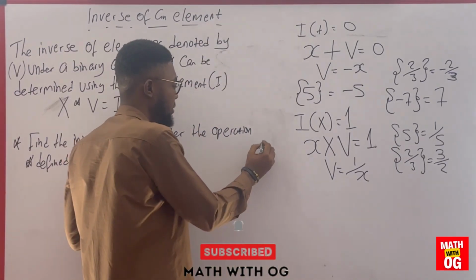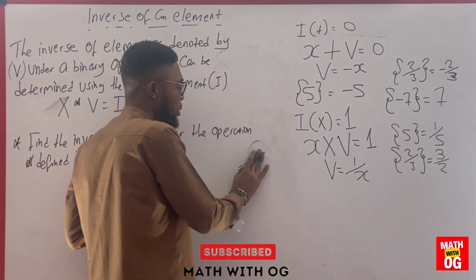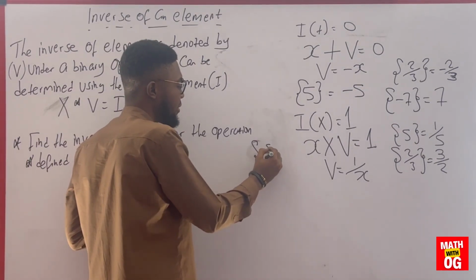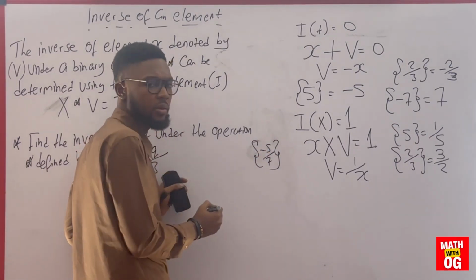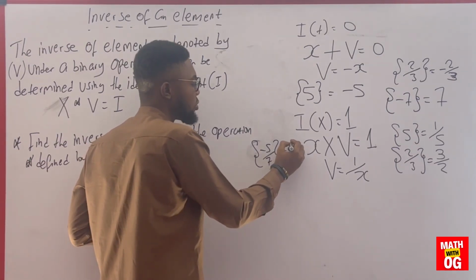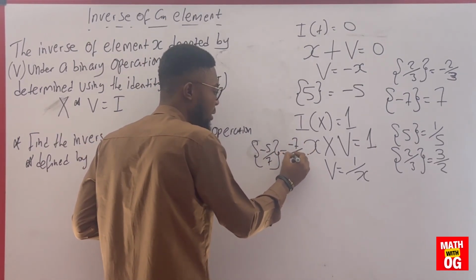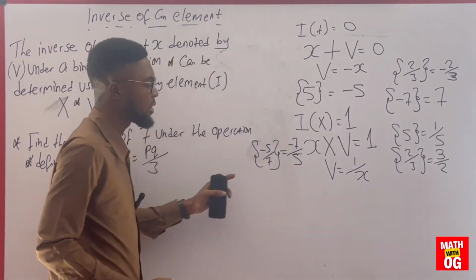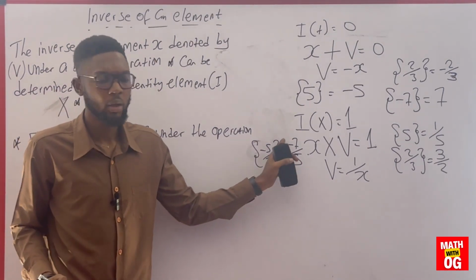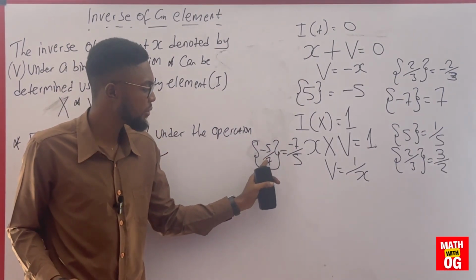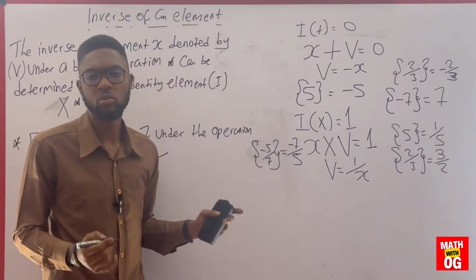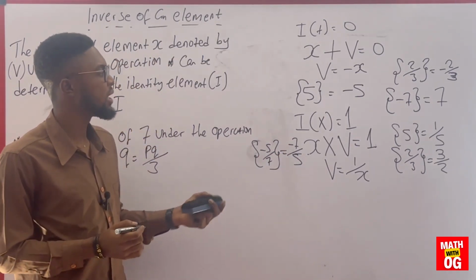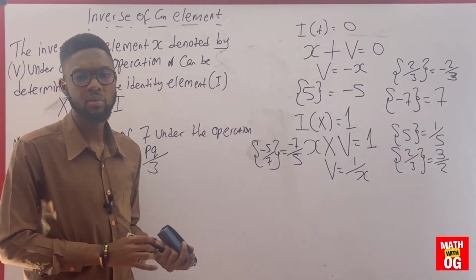What is the multiplicative inverse of minus 5 over 7? The multiplicative inverse of minus 5 over 7 is equal to minus 7 over 5, because minus 5 over 7 times minus 7 over 5 should give you 1. So that's that for additive inverse and multiplicative inverse.